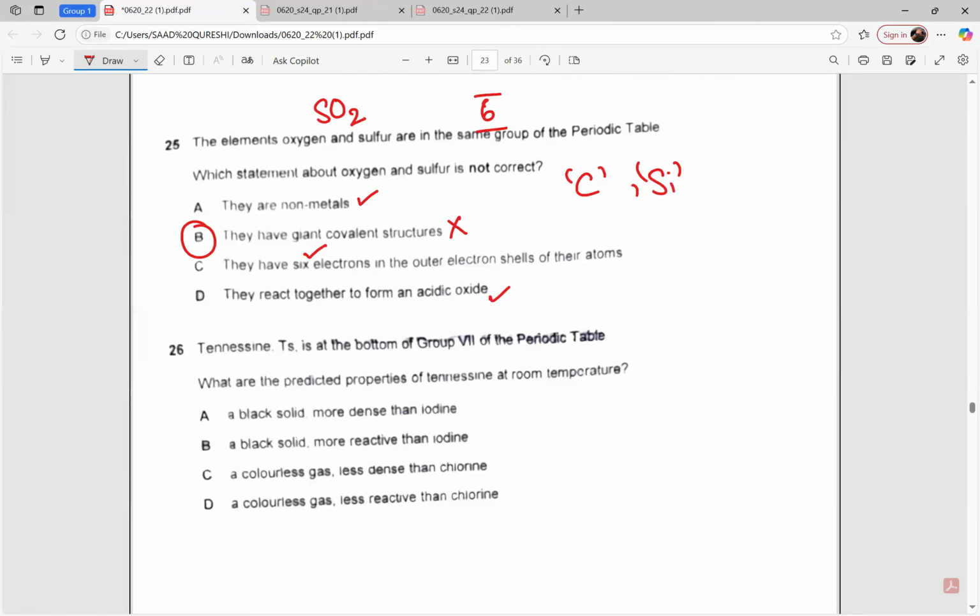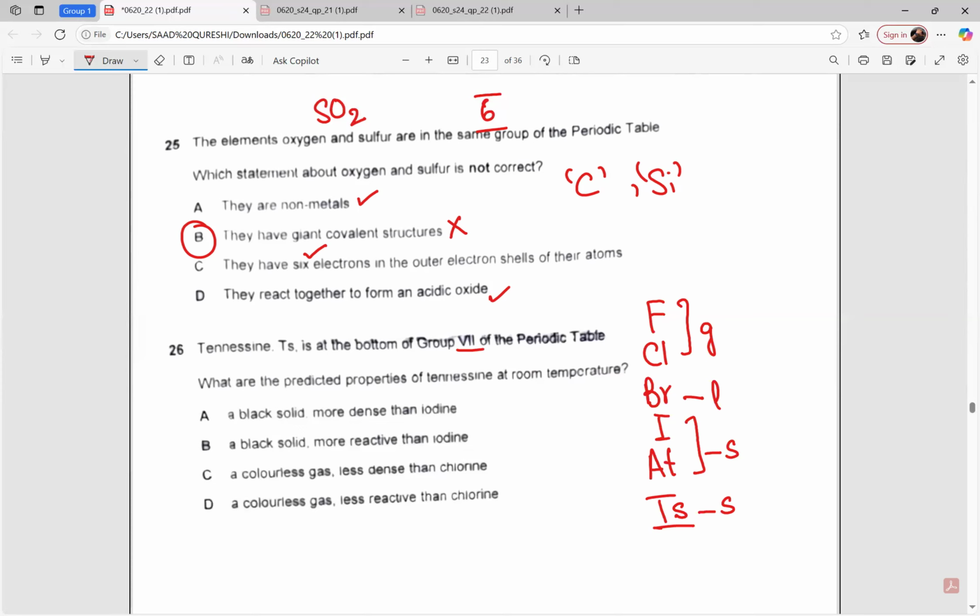Tennessine is at the bottom of group 7 of the periodic table. What are the predicted properties of tennessine at room temperature? So tennessine is at the bottom of group 7. So we have fluorine, chlorine, bromine, iodine, astatine and tennessine. Fluorine and chlorine are gases. Bromine is a liquid. Iodine and astatine are solid, which makes tennessine also solid because, as you can see, there is a trend in physical states.